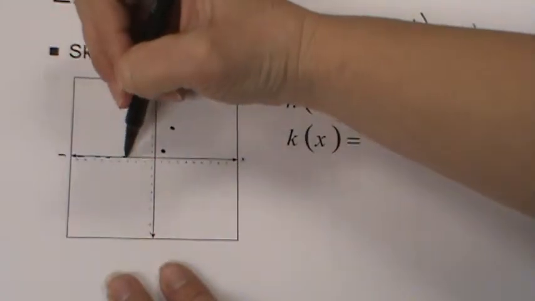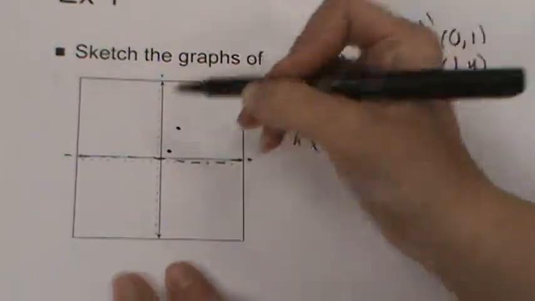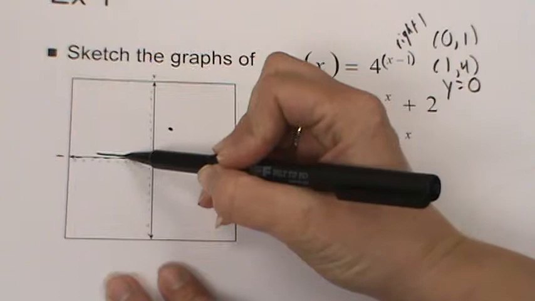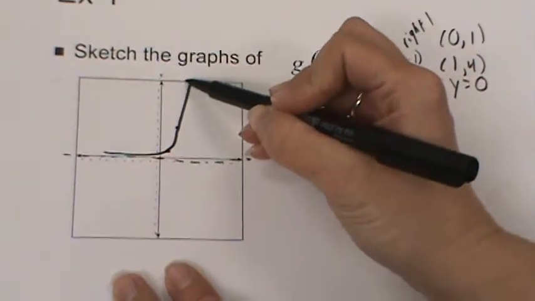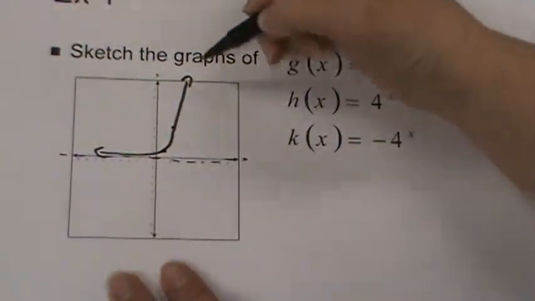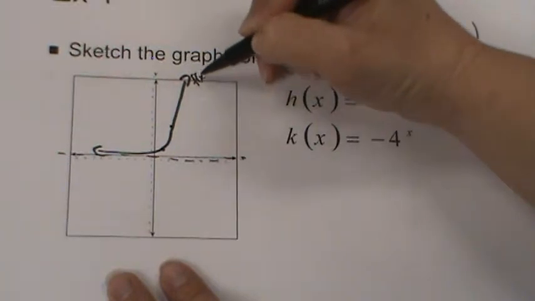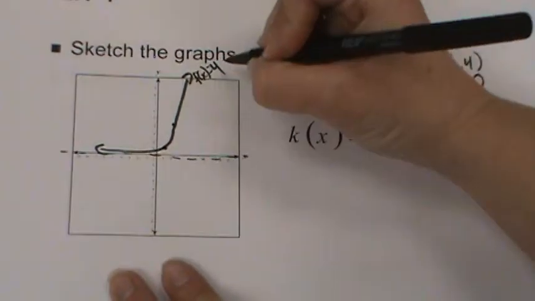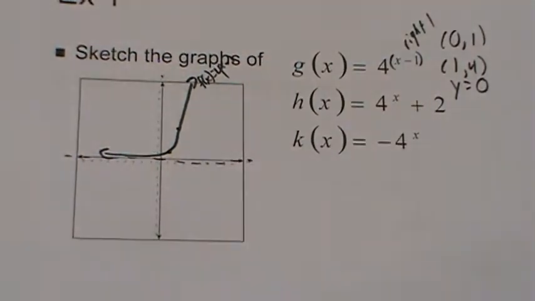So when we graph an asymptote, we always do it as a dotted line. And so my first graph is going to hug the x-axis and then go straight up. So that is the f of x equals 4 to the x minus 1.